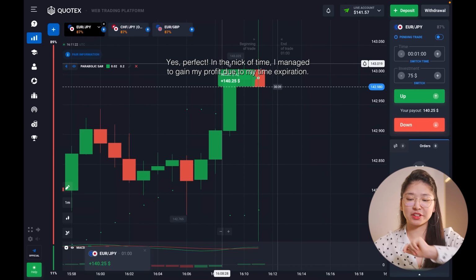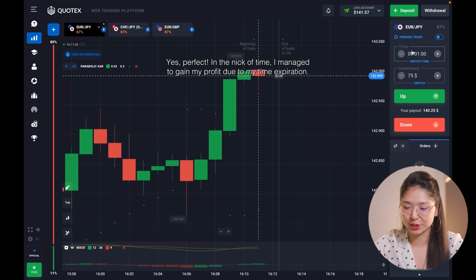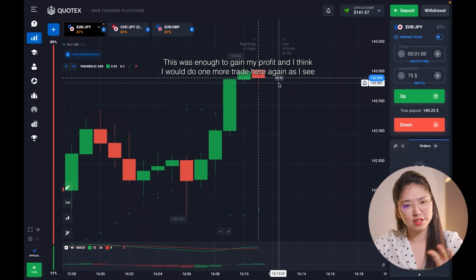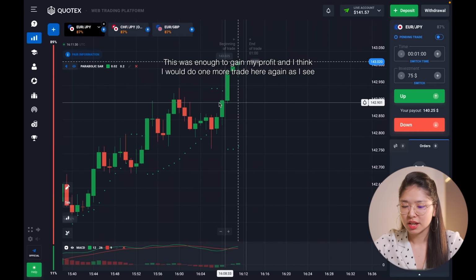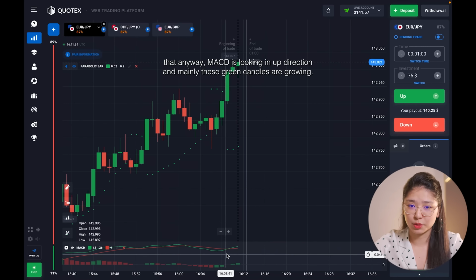Yes guys, perfect. In the nick of time, I managed to gain a profit due to my time expiration. Just 1 minute, that was enough to gain a profit. I think I would do one more trade here again, as I see that anyway.